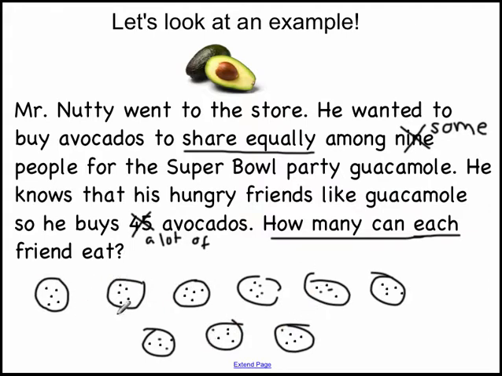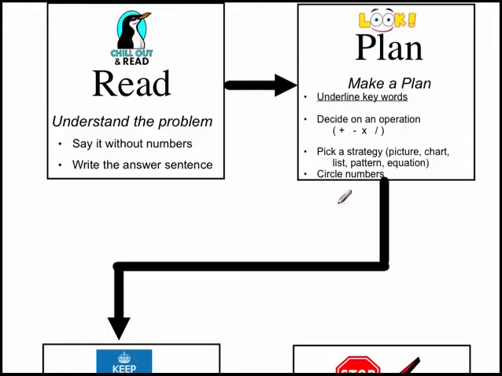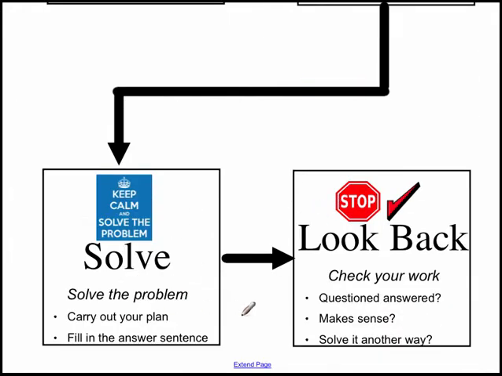Okay, so each of these circles are my 9 friends that Mr. Nutty has, and I split up my 45 avocados equally among the 9 people. So each person looks like they're going to get 1, 2, 3, 4, 5 avocados. Well, let's go ahead and take a look at our third step, which is solve. So we're going to solve our problem. So we carried out our plan, which we kind of just did already.